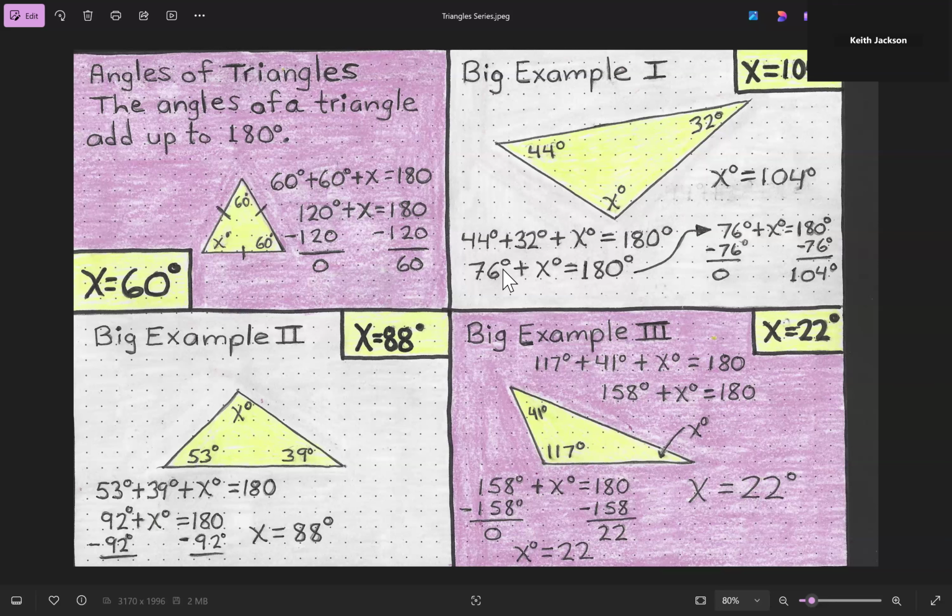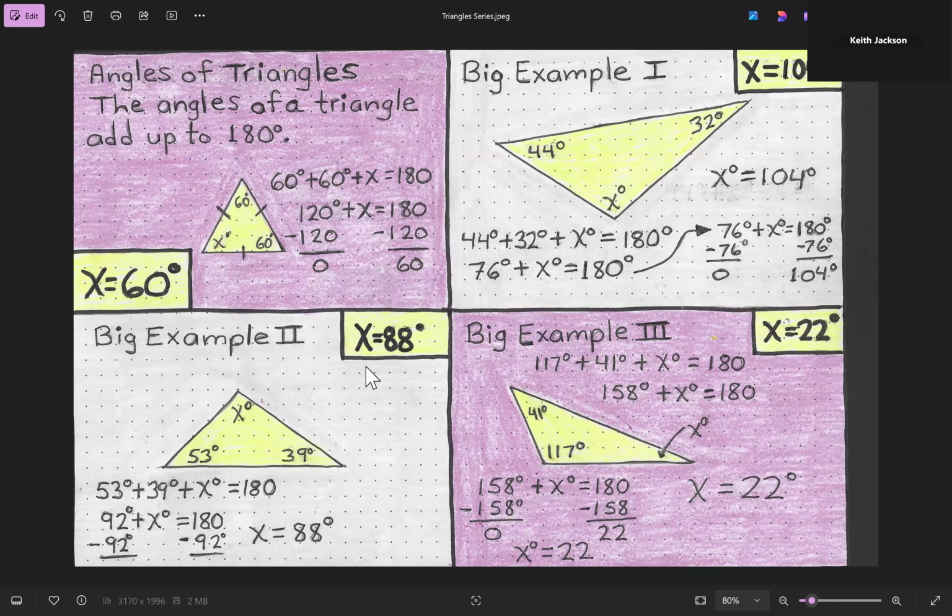And so all we're going to do is take 44 plus 32 plus x, and that must equal 180 degrees. And let's add 44 plus 32 together to give us 76 degrees. So we have 76 plus x will equal 180 degrees. And all we have to do right here is subtract 76 from both sides to discover the value of x, which will be 104 degrees. And so as you can see, x is equal to 104 degrees.